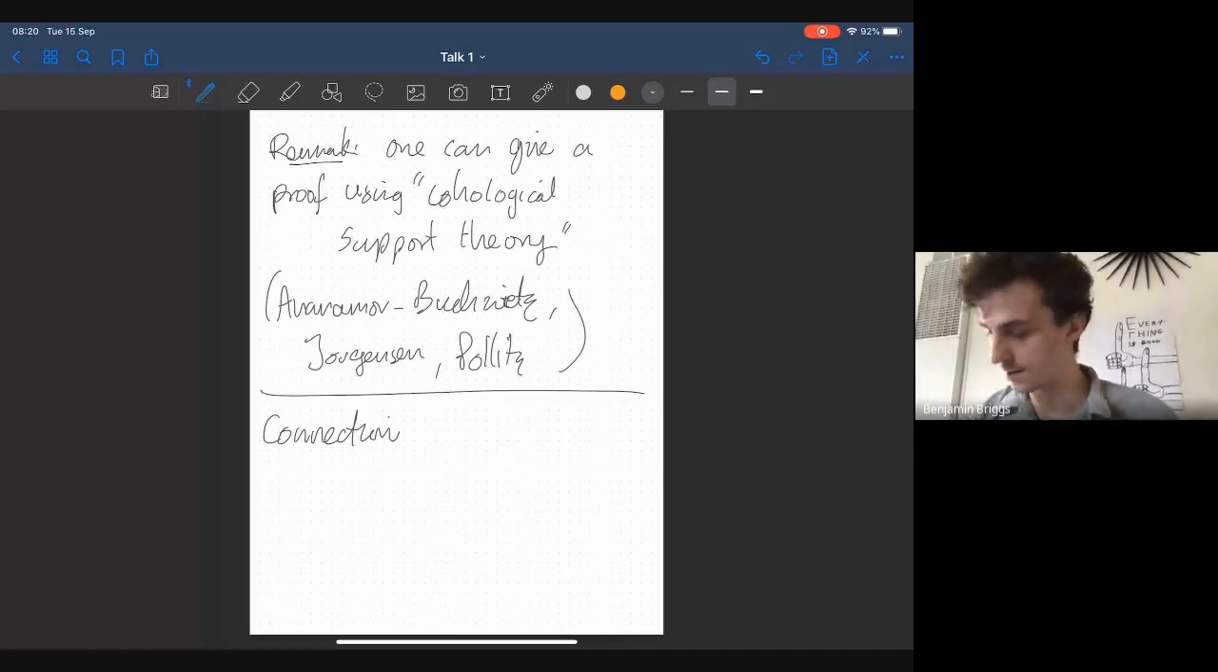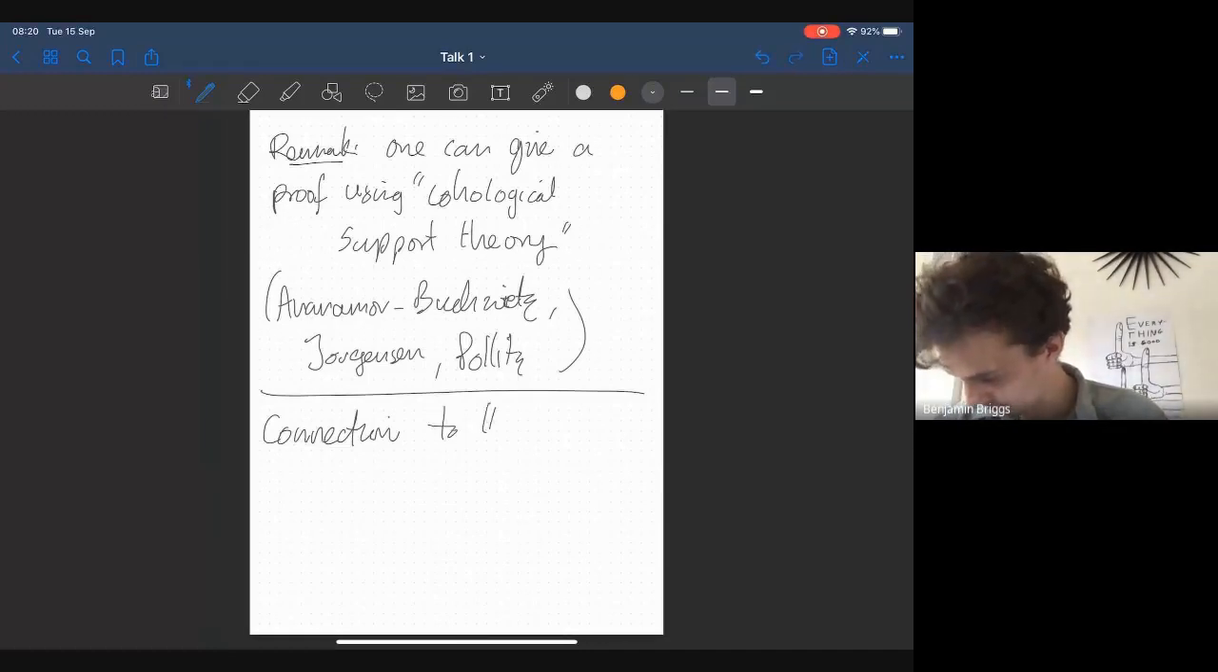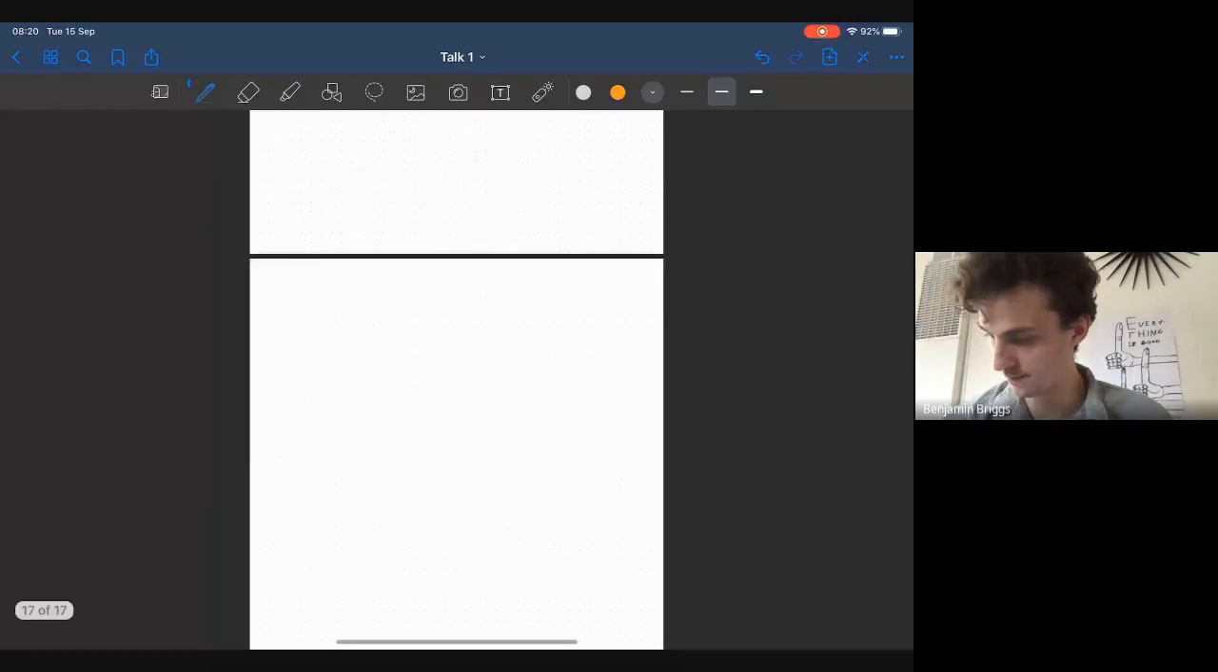So I can finally start tying things together. The connection to the conormal module is the following.